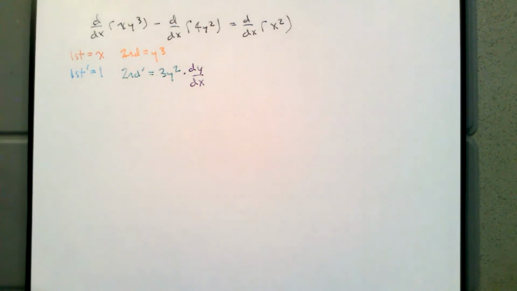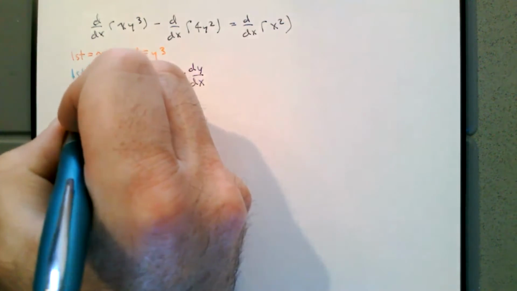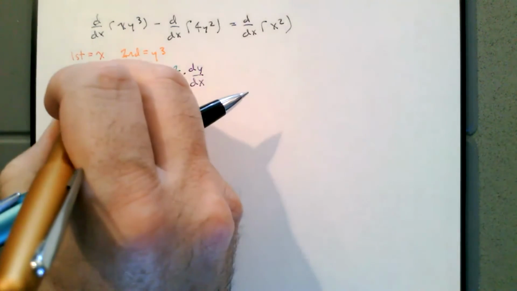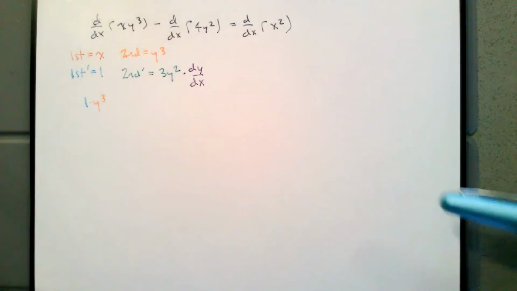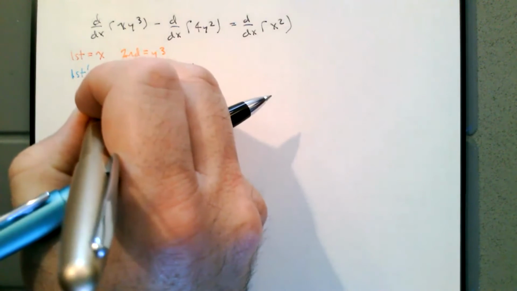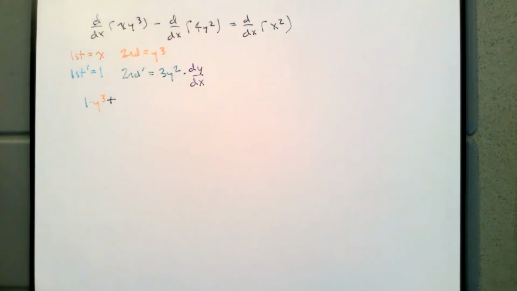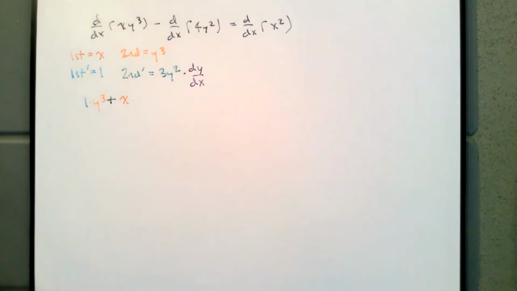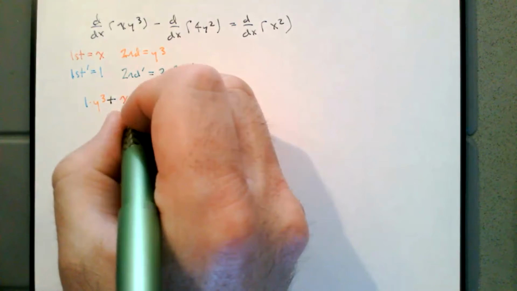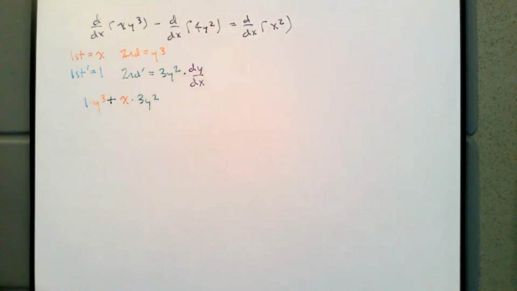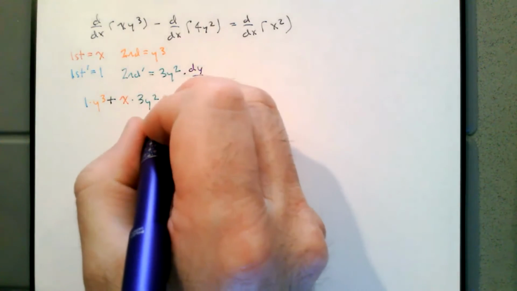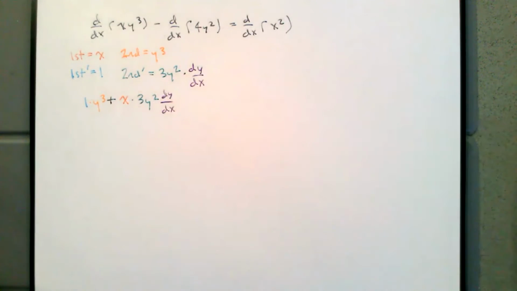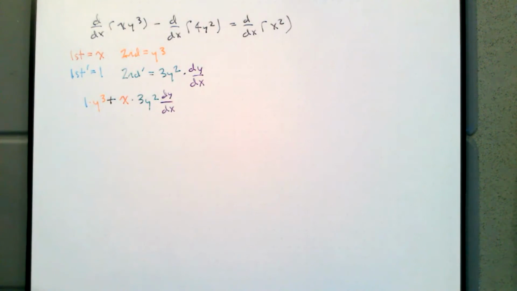So the derivative of the first term is just going to be 1 times y cubed plus the first, which is x, times the derivative of the second, which is 3y squared times dy dx. That was just for that first term, the xy cubed.